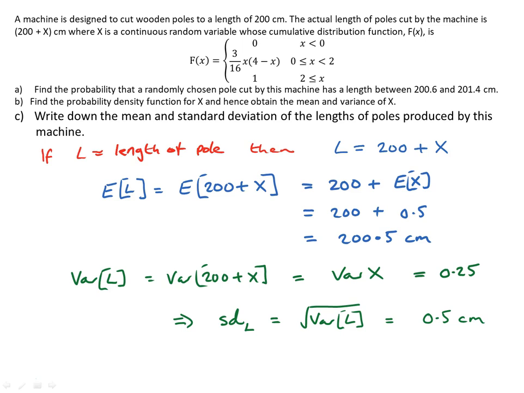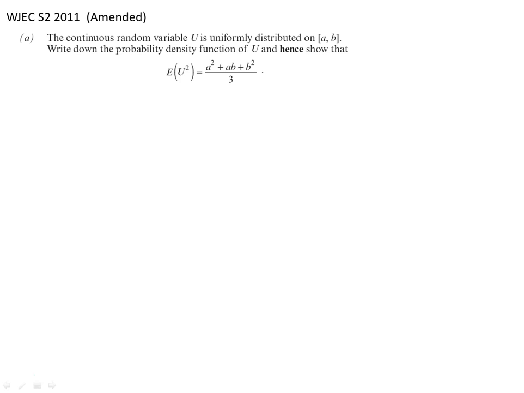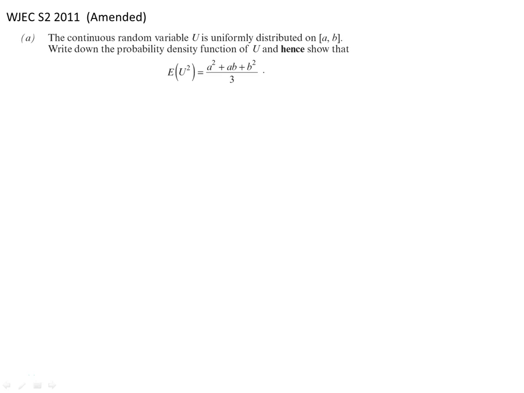Moving on to our second example, which comes from the 2011 S2 paper. We have a continuous random variable u uniformly distributed on the interval AB. We've got to start by writing down the probability density function of u. The fact that the random variable u is uniformly distributed on the interval AB means that the probability density function takes a constant value between A and B and is 0 everywhere outside that interval.